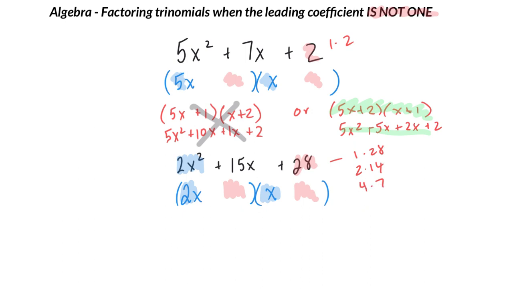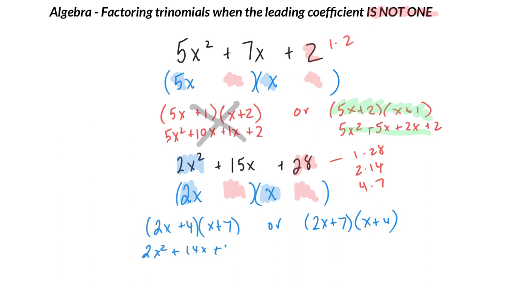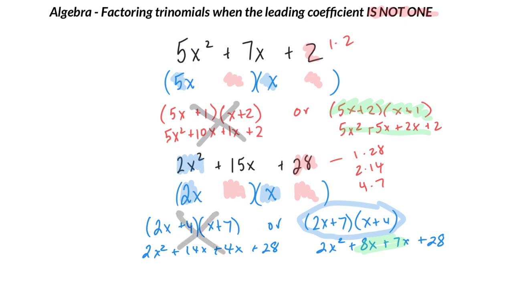And that's why I know it feels like guess and check, but we do have to use some strategy here. So I'm going to start with the idea that it's either going to be 2x plus 4 and x plus 7, or it's going to be 2x plus 7 and x plus 4. And let's just quickly expand those out. There's my 15x. It's this one. That one won't work.